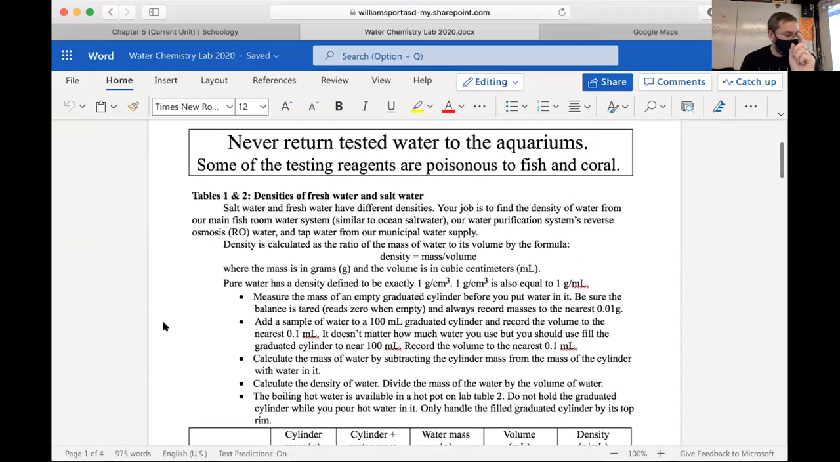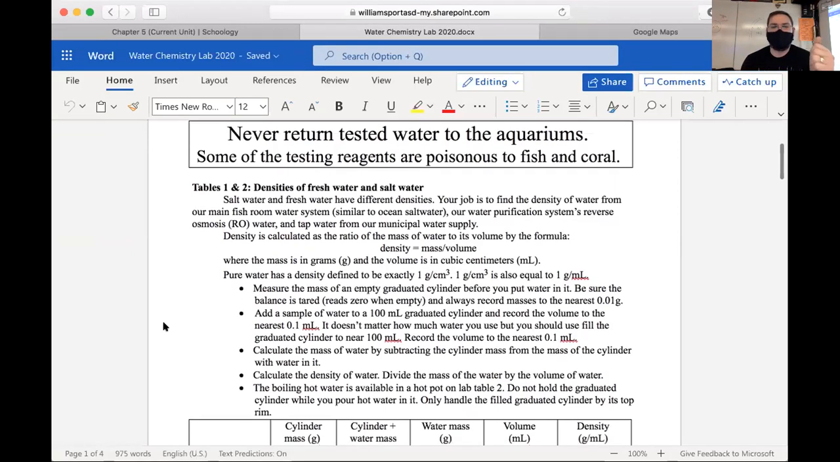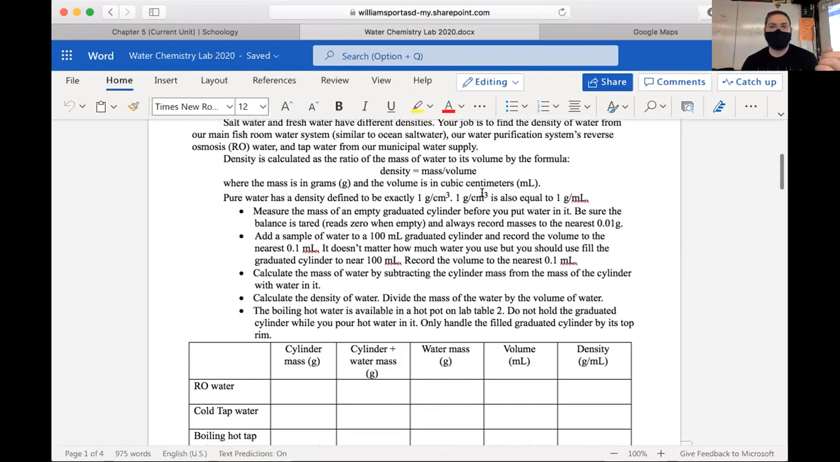So what I want you to do is compare the densities of different kinds of water. Water's density is usually a gram per cubic centimeter or a gram per milliliter.